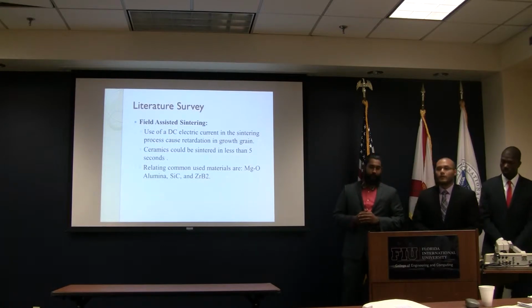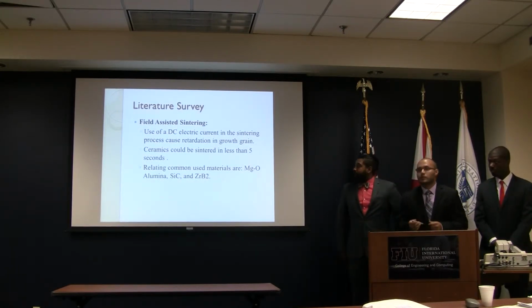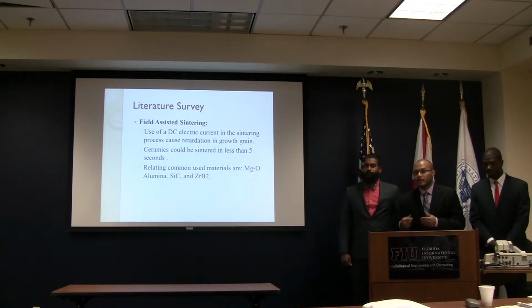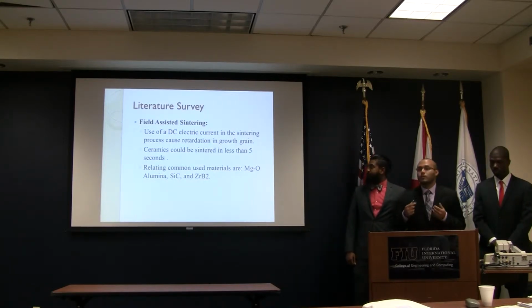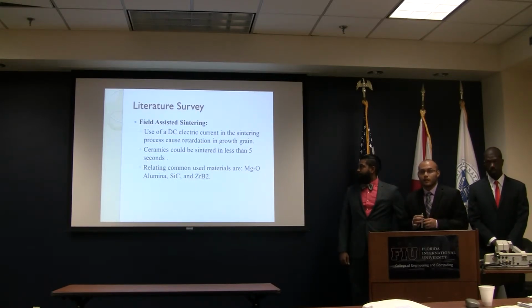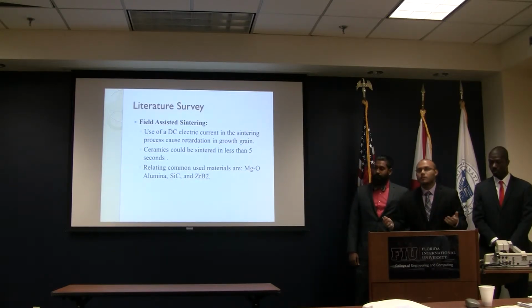So I'm going to talk a little bit about what field-assisted sintering is. As we mentioned in the previous slides, we also talked about flash sintering. Flash sintering is a sub-component of field-assisted sintering. In field-assisted sintering, we use an electric current passing directly through the sample instead of pressing it with pressure. So this electric current passes directly through the sample, and it heats up the sample from the inside out, causing it to densify in less time and at lower temperatures than conventional sintering.